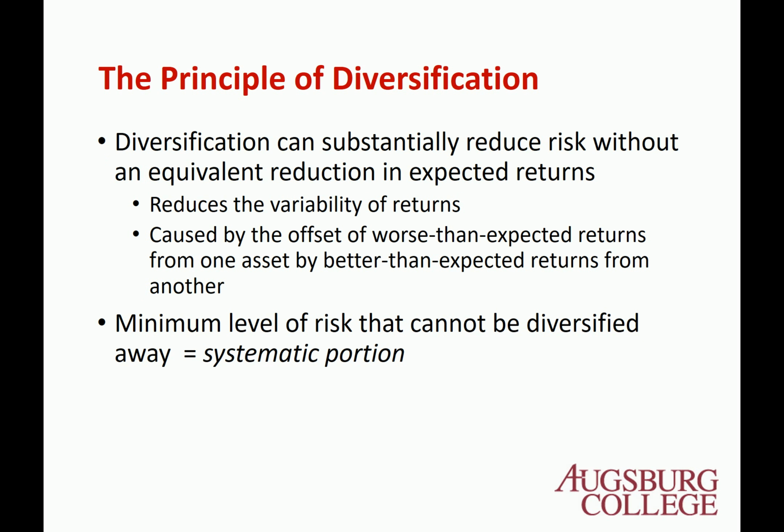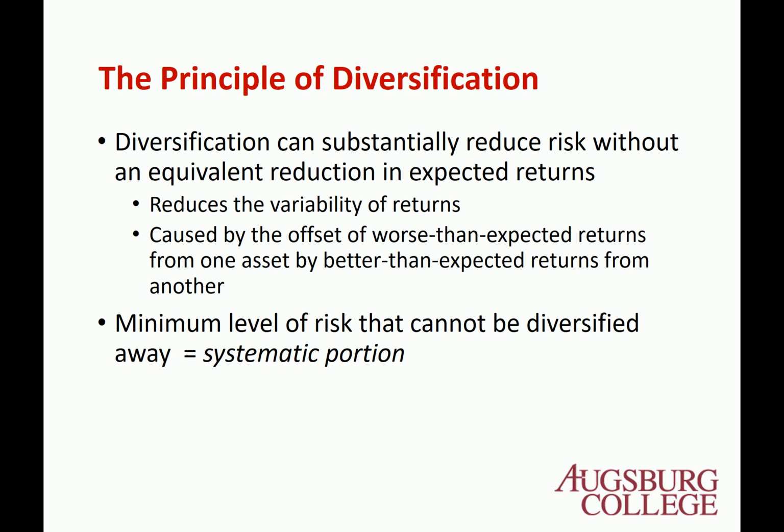So what are the principles of diversification? Diversification can substantially reduce the risk without an equivalent reduction in expected returns, that we saw in previous examples, right? If you see the Excel spreadsheet again, the portfolio standard deviation is less than the weighted average of each standard deviation, which means that you can reduce the risk, but you do not lose any returns. It's because there's an offset of worse than expected return from one asset by better than expected return from another. So they're offsetting each other. That's why we can actually reduce the risk.